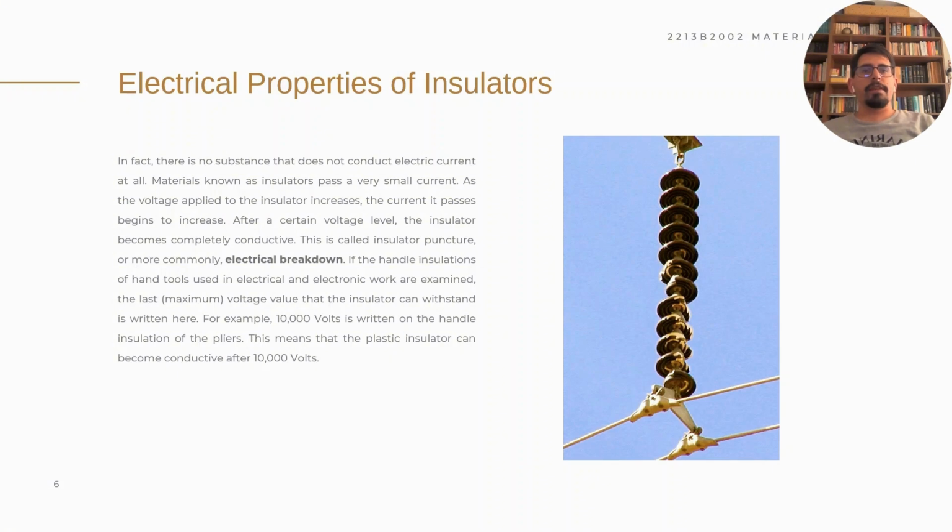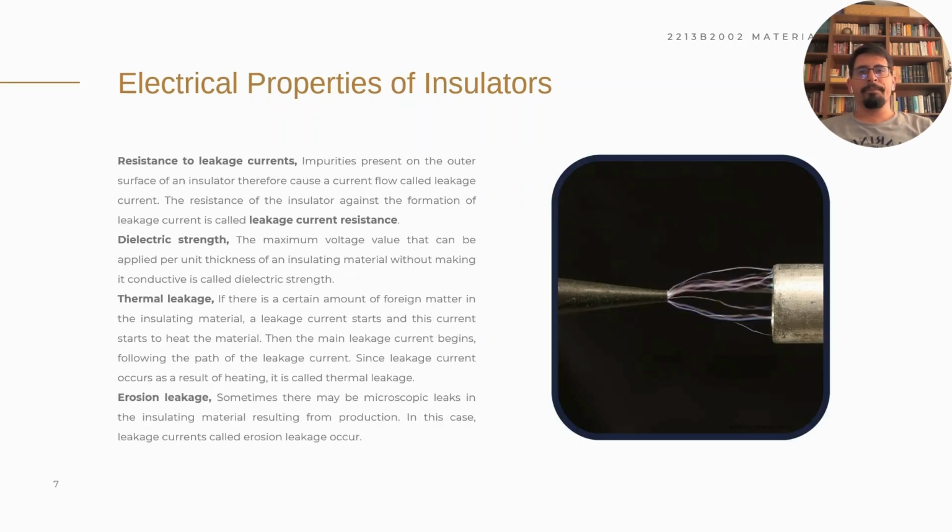Take a look at tools like pliers used in electrical work. You will often see a voltage rating printed on the handle, like 10,000 volts. That means that the plastic used on the handle can insulate up to 10,000 volts. Beyond that, the material might break down and allow current to pass, which can be dangerous. So, in real world applications, understanding the breakdown voltage of insulators is key to keeping electrical systems safe and functioning properly. Now let's take a closer look at different types of electrical behaviors in insulators.